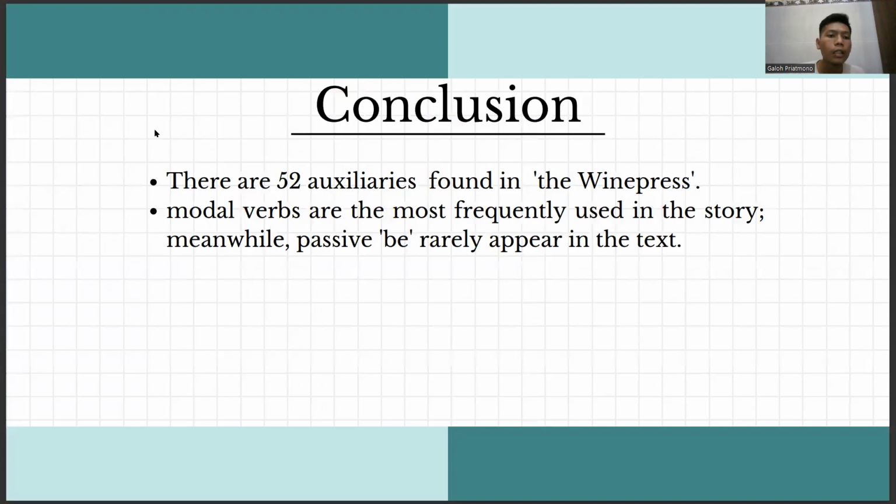So I conclude that there are 52 auxiliaries found in The Wine Press, and modal verbs are the most frequently used in the story. Meanwhile, passive be rarely appears in the text.